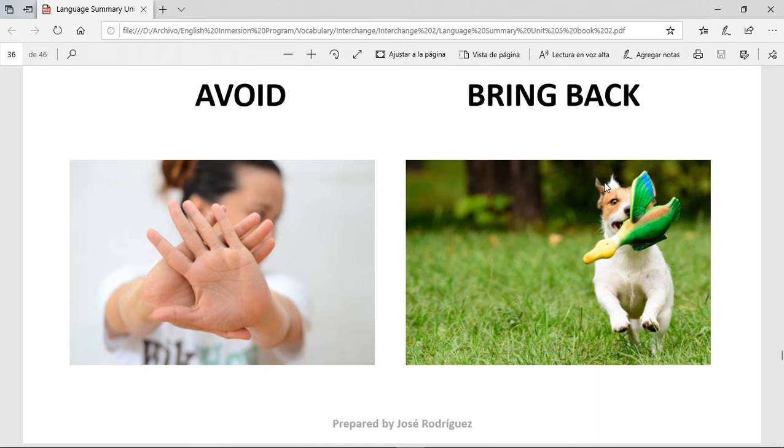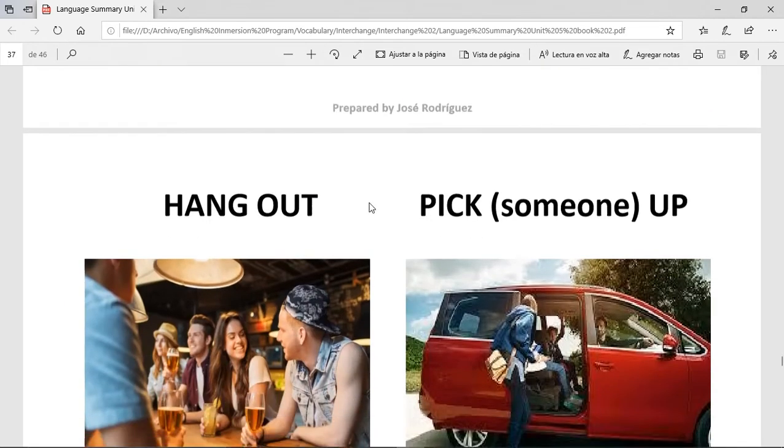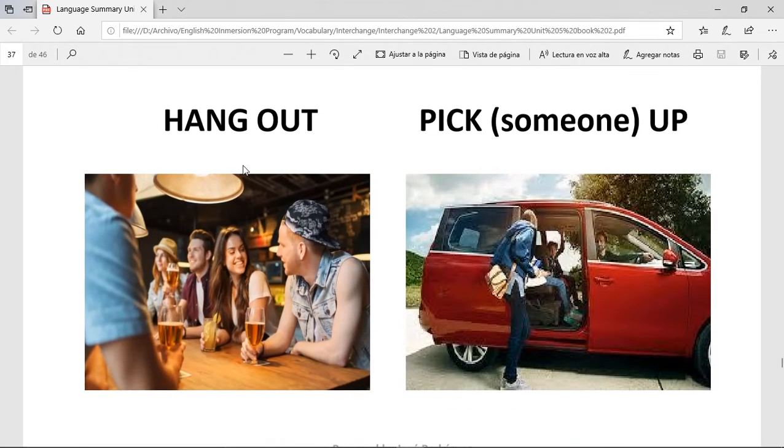Bring back. When you bring back something, it's when something was away. You take it and you come back with it. So you bring it back. Hang out. When you hang out, as we said before, it's when you're with different people, you talk about your life and stuff. Pick someone up. When you pick someone up is when you, in your car, go to the place where a person lives and you take them with you.